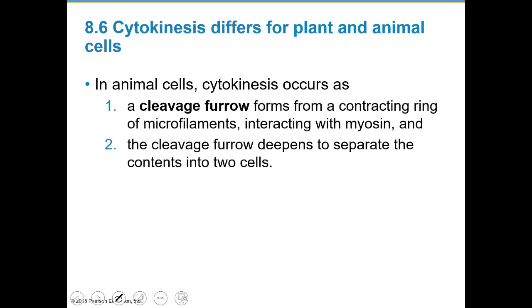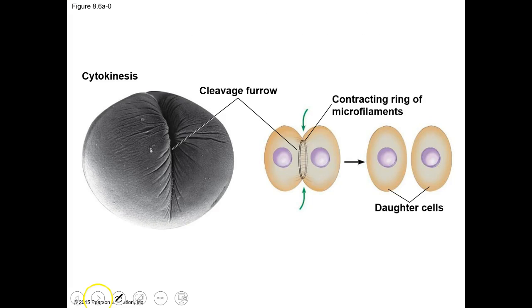So in animal cells, really quickly, we've got what's called a cleavage furrow. It's kind of like, I don't know, like those drawstring bangs. So it's almost like a string that tightens, this kind of contracting ring around the two cells that breaks them in half that way. So it deepens and separates. I'll show you what that looks like.